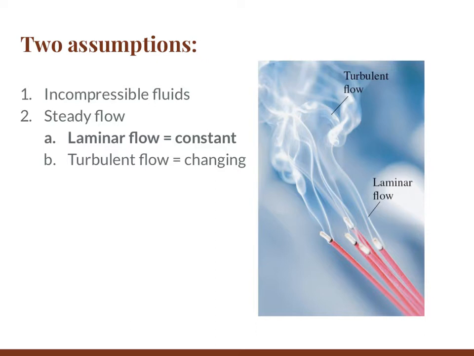All right, when we're dealing with fluid flow in this class, we're going to make two assumptions. First one is that fluids are incompressible, so their volumes cannot change. And also that we're going to have a steady constant flow, which is laminar flow. There's two types of flow. Laminar is constant. Turbulent is changing. We're not going to be dealing with turbulent in this class because it's all sorts of crazy, just laminar.